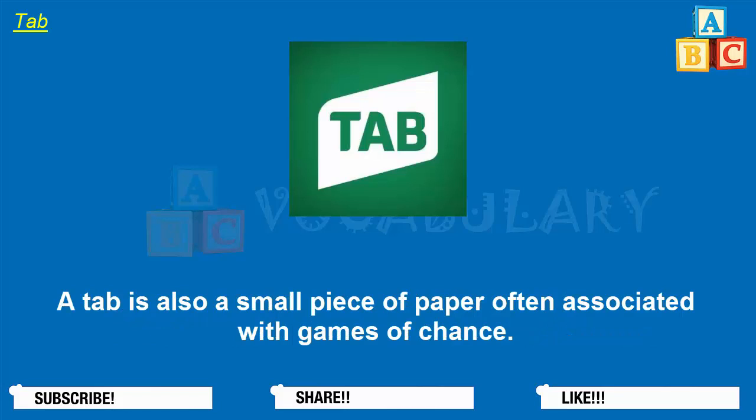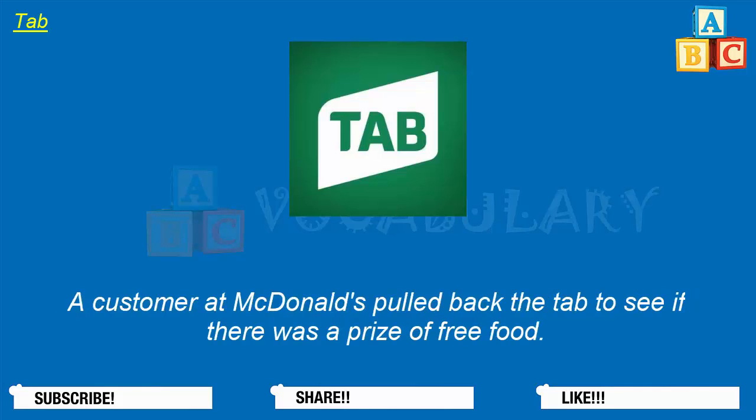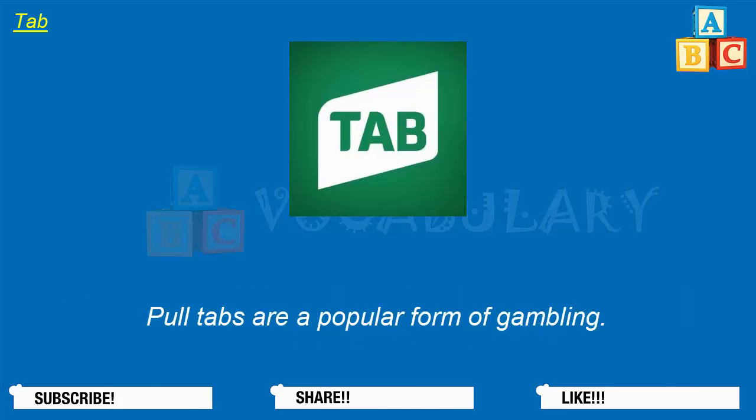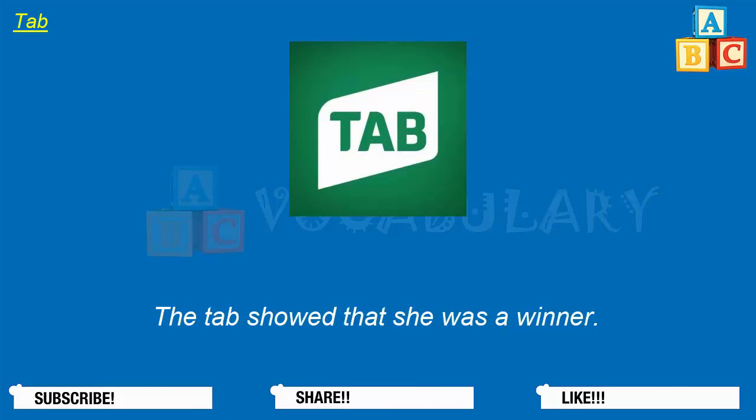A tab is also a small piece of paper, often associated with games of chance. A customer at McDonald's pulled back the tab to see if there was a prize of free food. Pull tabs are a popular form of gambling. The tab showed that she was a winner.